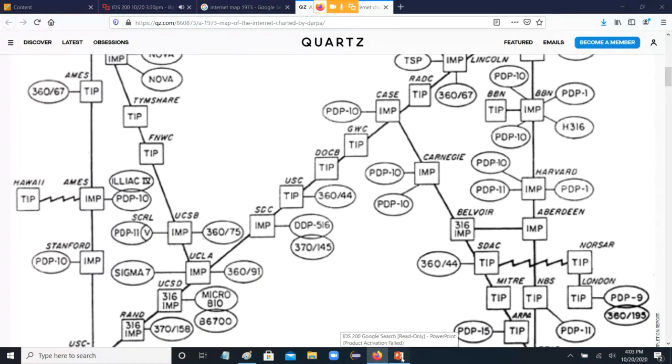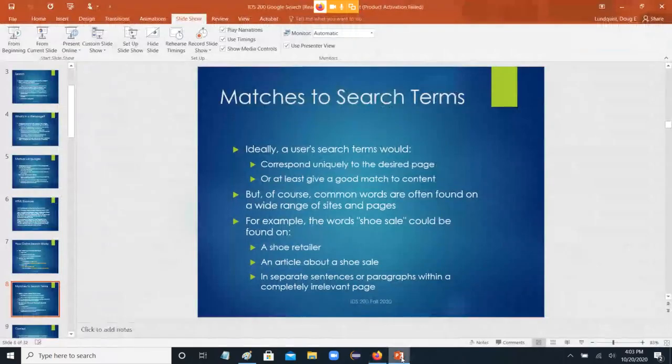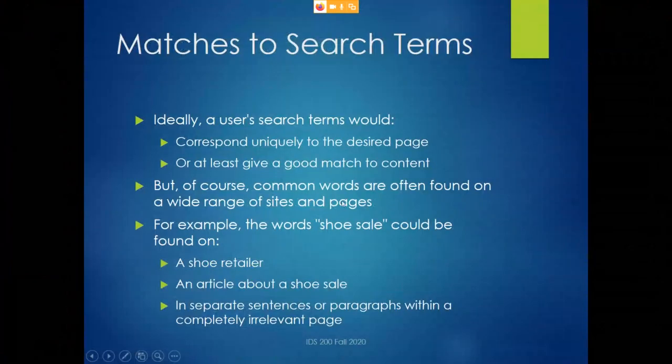But as the internet got bigger, especially as a wider variety of topics got included, right, it wasn't all just research stuff, then suddenly search becomes a big thing. It becomes a lot harder to find what you're looking for.